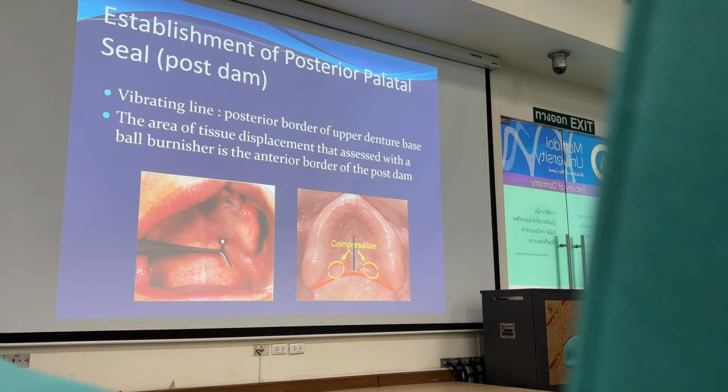Okay, establishment of the posterior palatal seal, the post-dam. The vibrating line is the posterior border of the upper denture base. The area of tissue displacement that assists with the seal is the anterior border of the post-dam. You remember this? Okay, this is a Boley gauge. You know this instrument or not yet? Never seen it before.